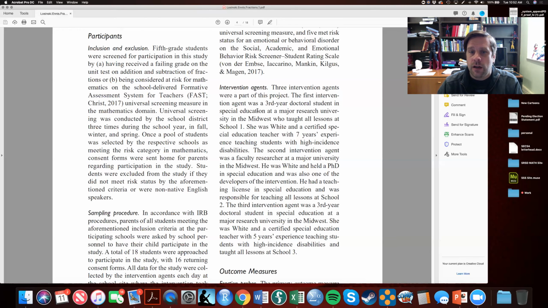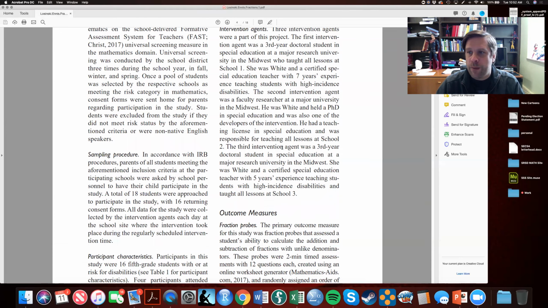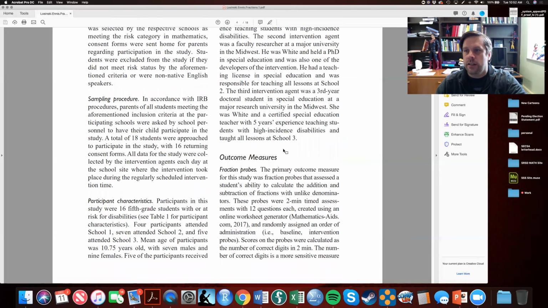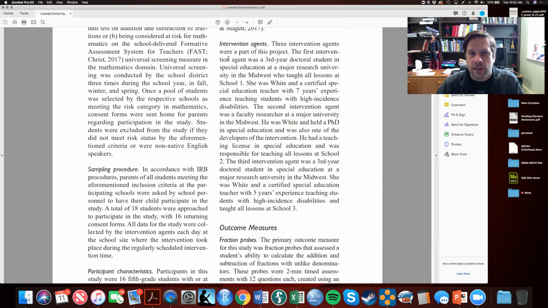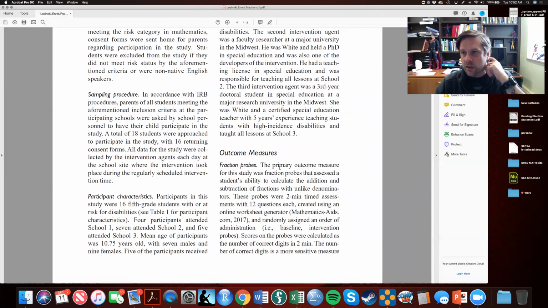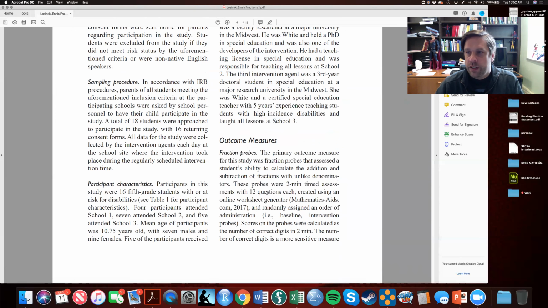And so we just make sure that we list who those people were, so that when people are replicating this, they can say things like, well, this was researcher implemented, and so we're going to replicate this study, but we're going to do it with trained teachers instead, and see if there's a difference in results. So we want to have a section in there that talks about who the intervention agent is and their experience and those kinds of things. Then we come down to the outcome measures. The outcome measures in this case were fraction probes that we created.